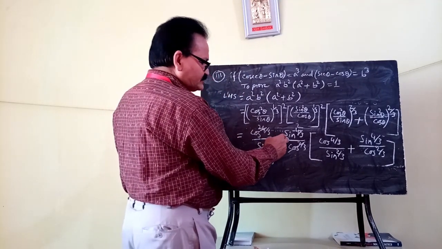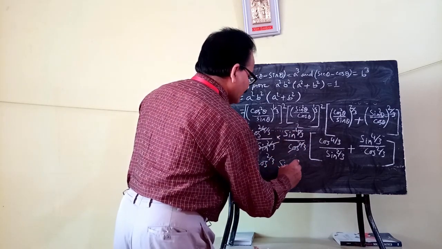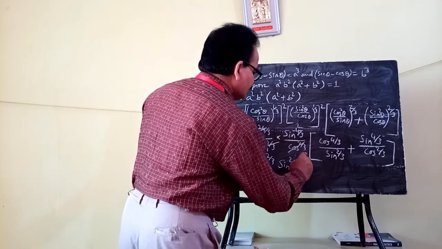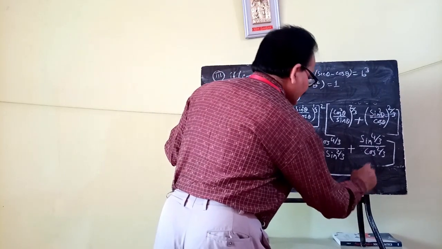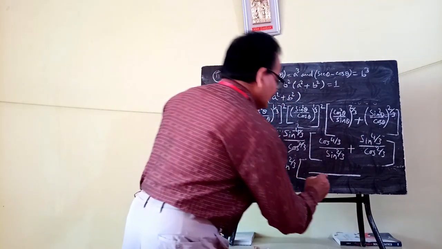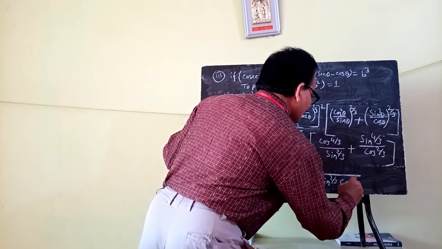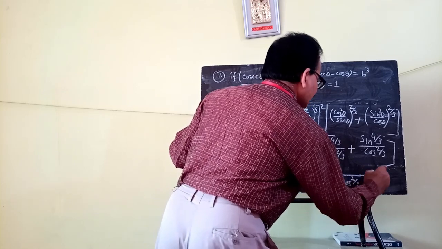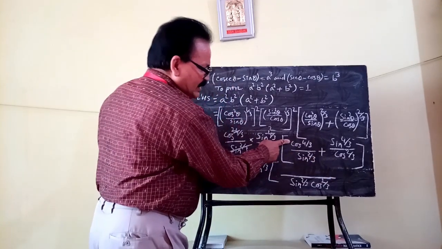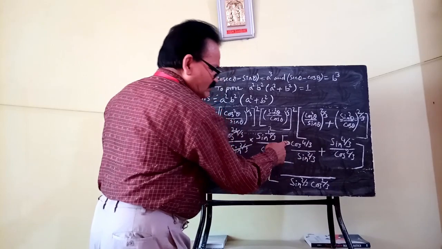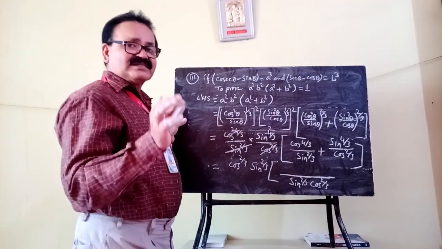Similarly, sin to the power 2 by 3 will be left. In this case, you have to take the LCM. The LCM is sin to the power 2 by 3 into cos to the power 2 by 3. After that, the quotient will be this term, so this term will be multiplied with this one. When you are multiplying cos to the power 4 by 3 into cos to the power 2 by 3, then the powers are added.